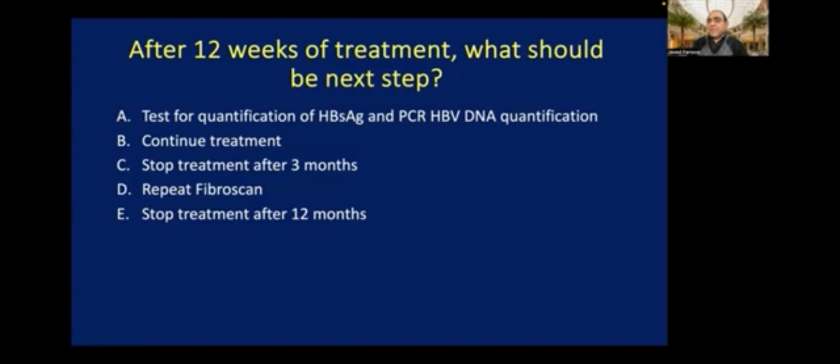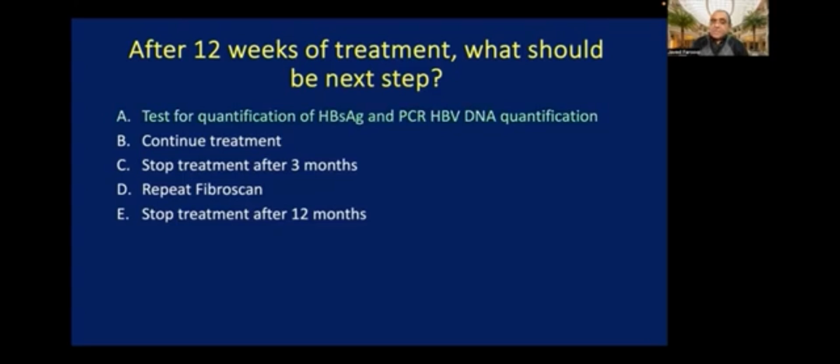So what should be the best option at 12 weeks, or after 3 months? One, you check the HBsAg quantification and the viral load. Second, you don't do anything, just continue the treatment. C, she seems to be a good responder, so you stop treatment. D, you repeat the FibroScan, and E, you continue the treatment for 12 weeks and then stop. Please note down your answers. Let's see what is the most appropriate step.